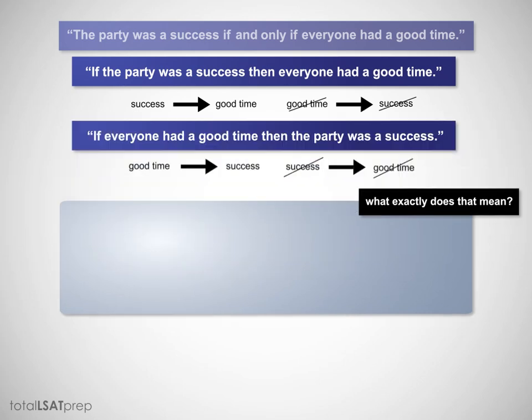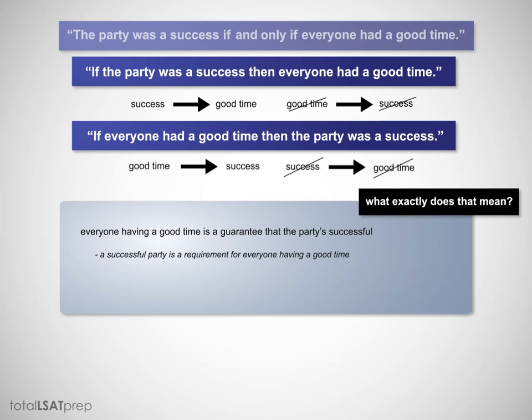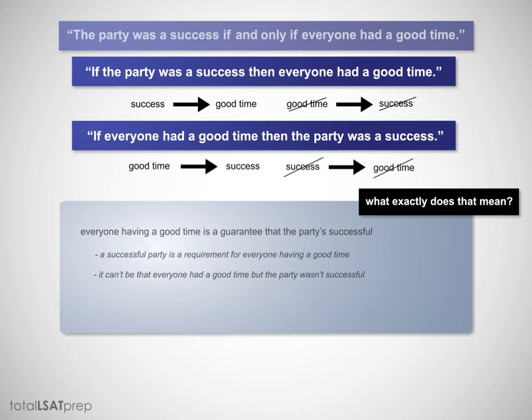Now here we've rewritten the second conditional to be a bit more straightforward. It says, if everyone had a good time, then the party was a success. And once again, we have our diagrams underneath with the regular diagram and the contrapositive to the side. And here the second conditional says that everyone having a good time is a guarantee that the party is successful. So here a successful party is a requirement for everyone having a good time. In other words, it can't be that everyone had a good time, but the party wasn't successful.